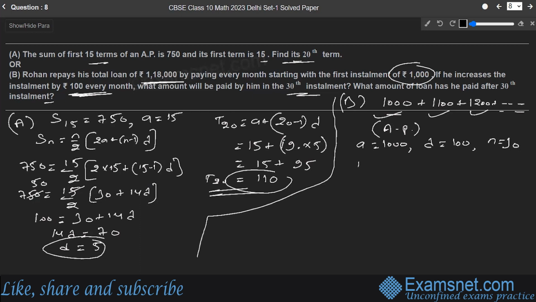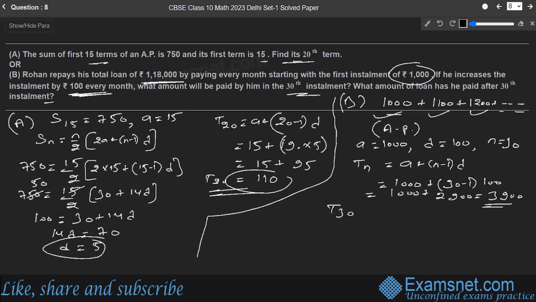For that we need to know the Tn. Tn is nothing but a plus (n minus 1)d, that is the 30th term. So a we know is 1000, plus n minus 1 is 30 minus 1, and the d value is 100. If we solve this further, it comes out to be 1000 plus 2900, that is nothing but 3900. So in the 30th installment he will be paying 3900 rupees. That is the answer to the first part. 3900 he will be paying in his 30th installment.